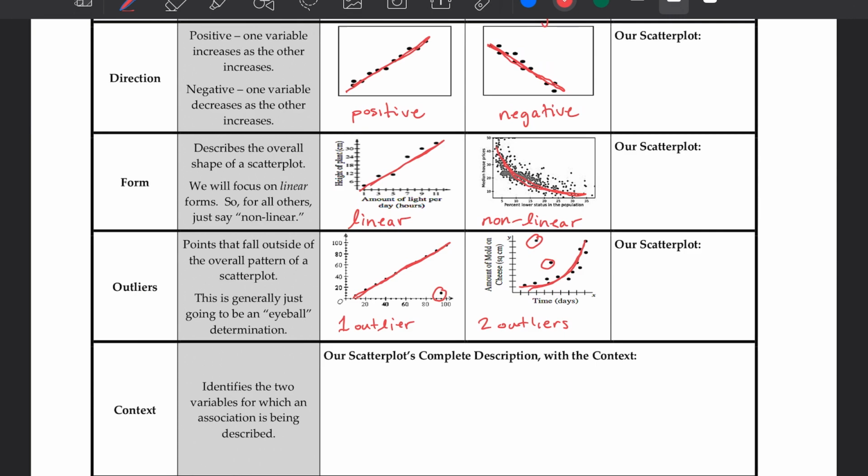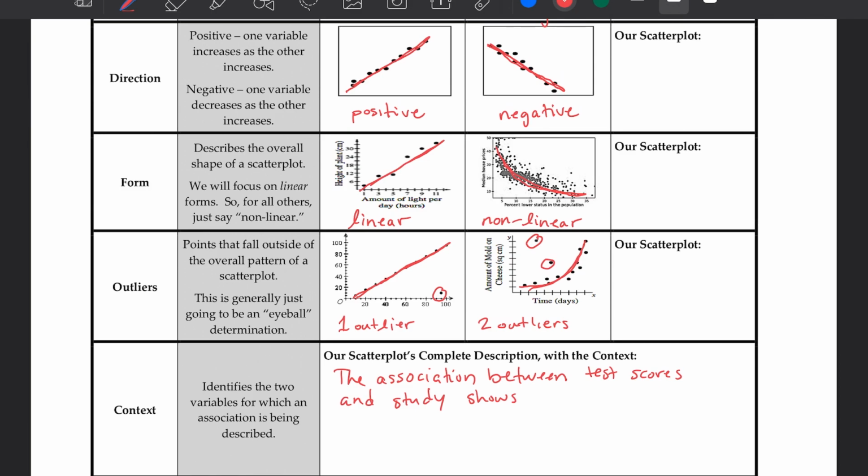So the last thing, of course, we need is context. And just like with the univariate stuff, I always like to start my sentence by saying exactly what the context is. So that way I get that out of the way. So I probably would start this as saying like, the association between test scores and study time shows, or is, or something like that.